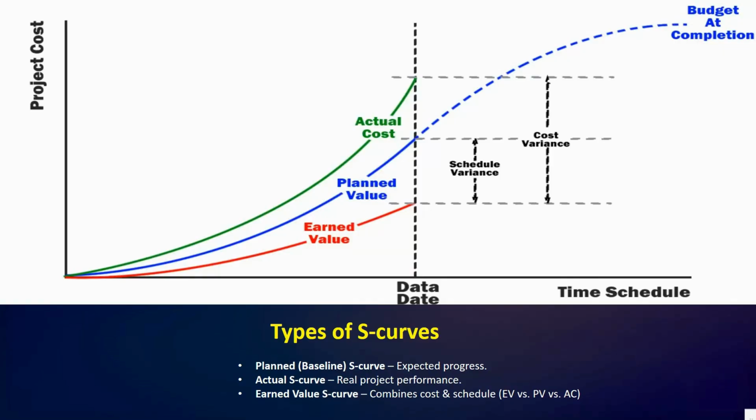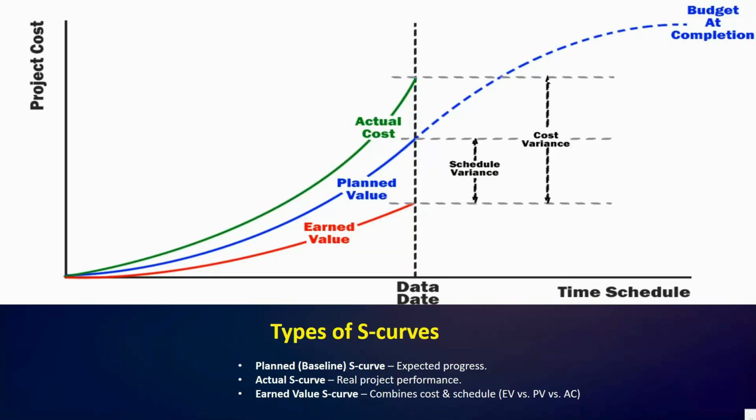Okay. Second, the actual S curve. The actual S curve reflects the real performance of the project. So it shows how much work has actually been completed, how much cost has been spent, and how many resources have been used over time.